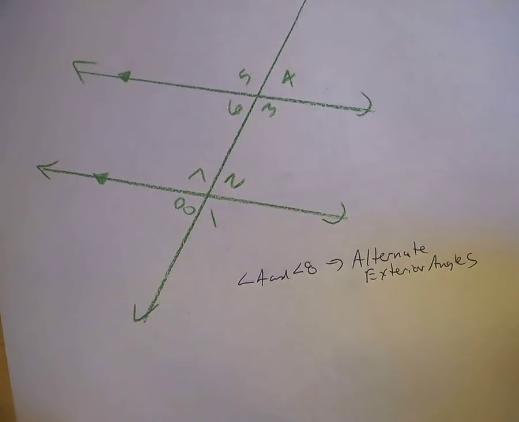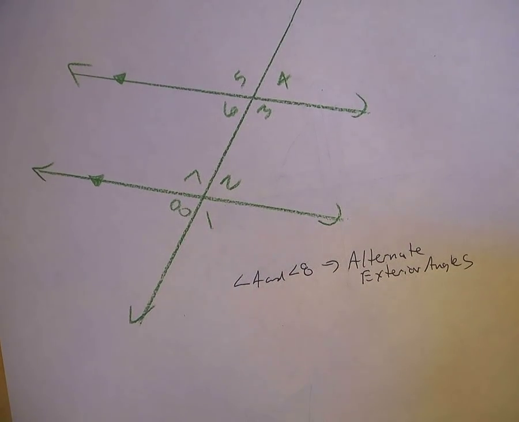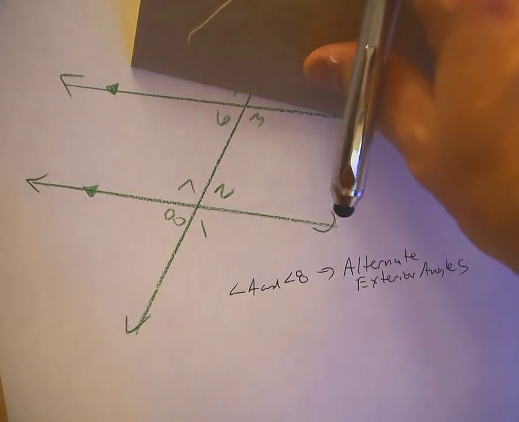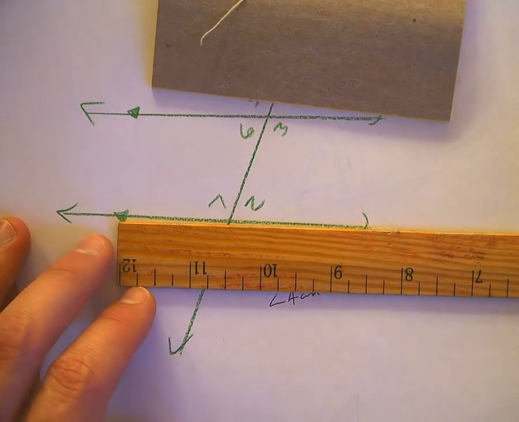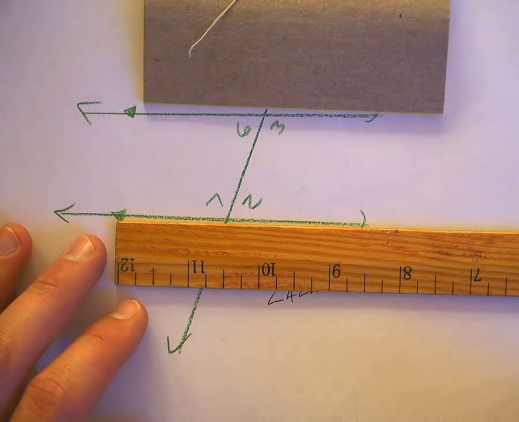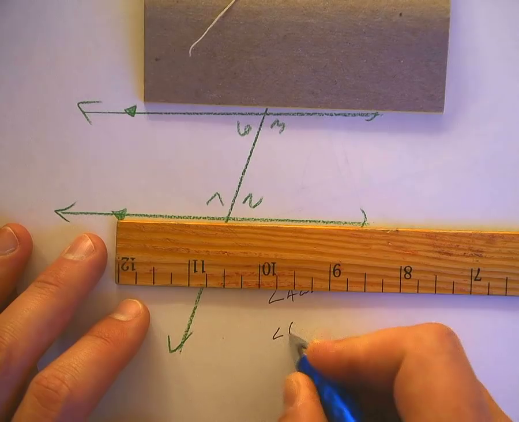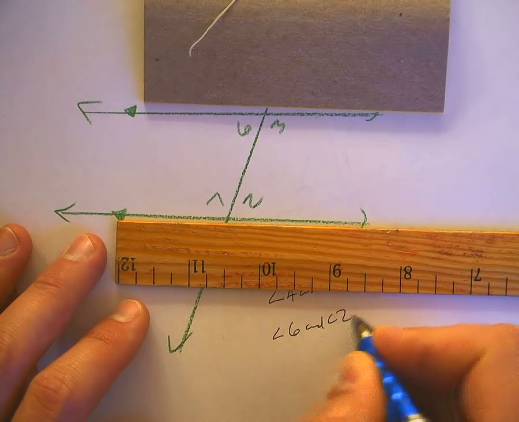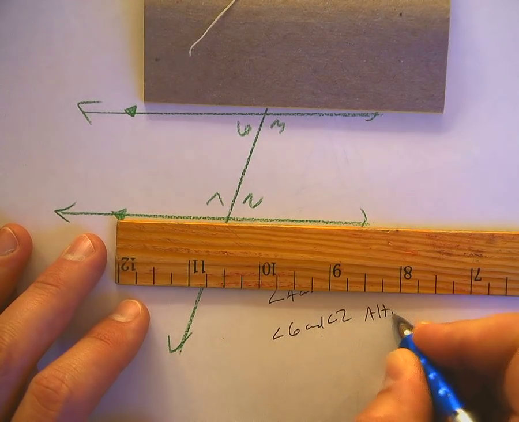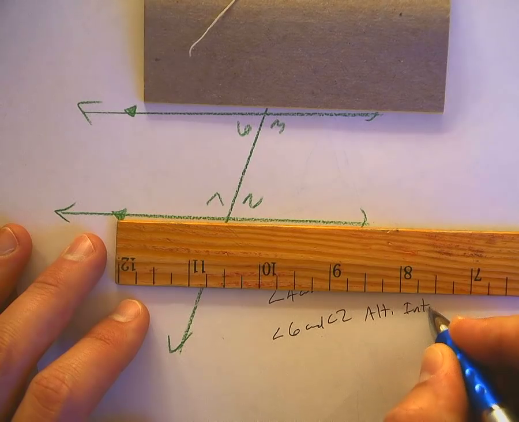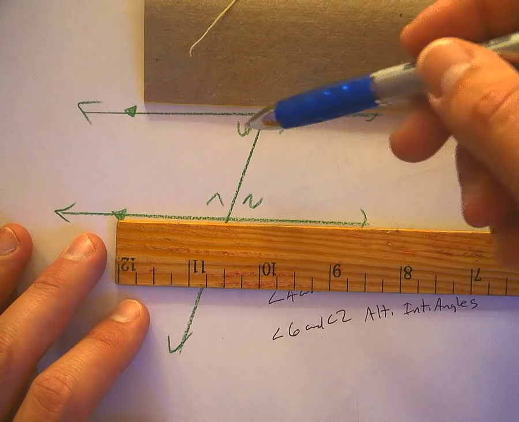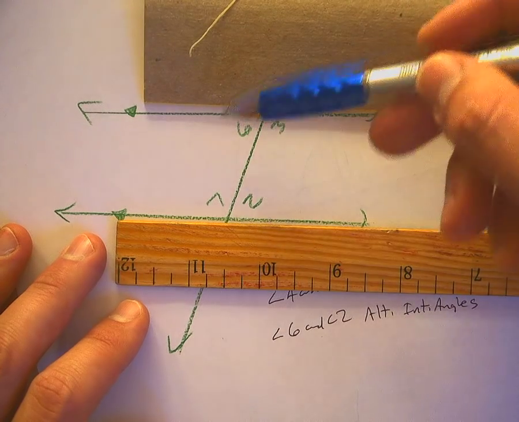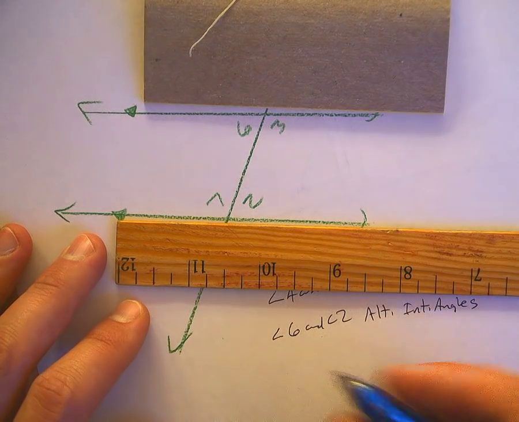Okay? Alternate exterior angles. Then, if we look on the inside, and if we're talking about the inside, I'm going to block off these parts right here. Inside, angles 6 and angle 2 are alternate interior angles. Okay? Because they're in alternate spots, they're both inside of the parallel lines.